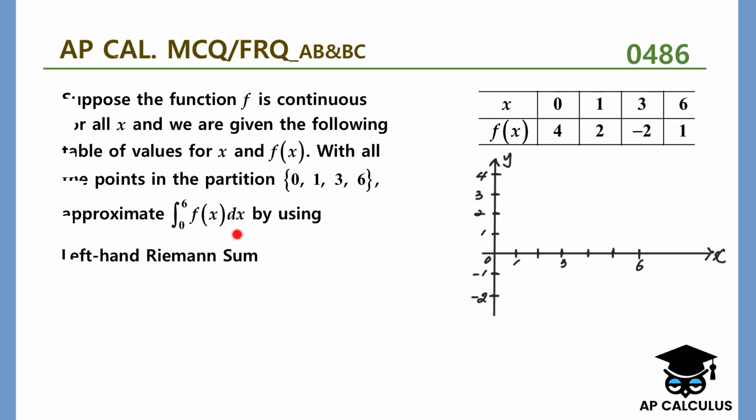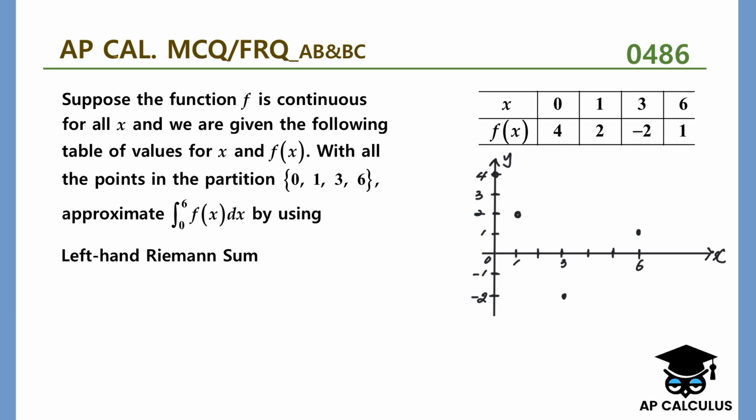Remember, this definite integral is the net area between a function and the x-axis. And the Riemann sum uses the area of a series of rectangles to approximate this definite integral. Here, I will show you two different ways to find the Riemann sum when the table is given. The first way is to draw a rectangle on the coordinate plane. Let's plot these coordinates on this coordinate plane first. So we have (0, 4), (1, 2), (3, -2), (6, 1).